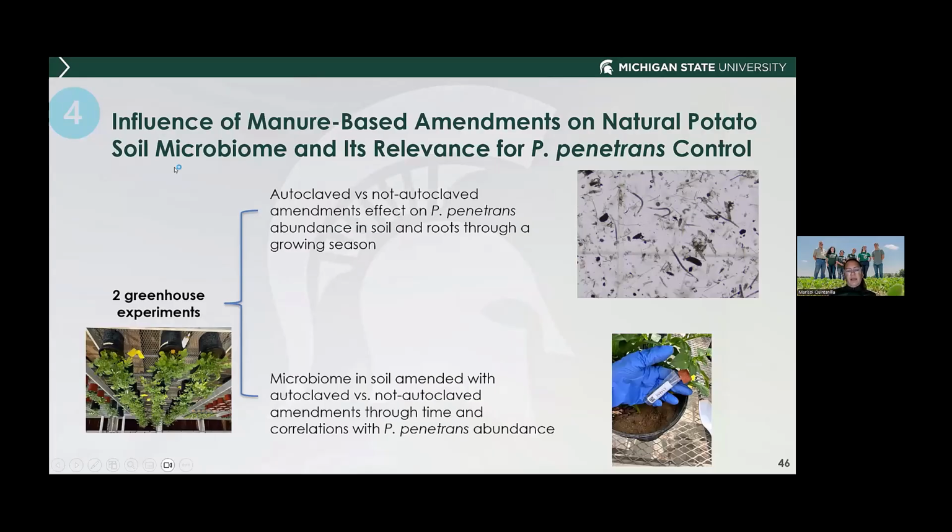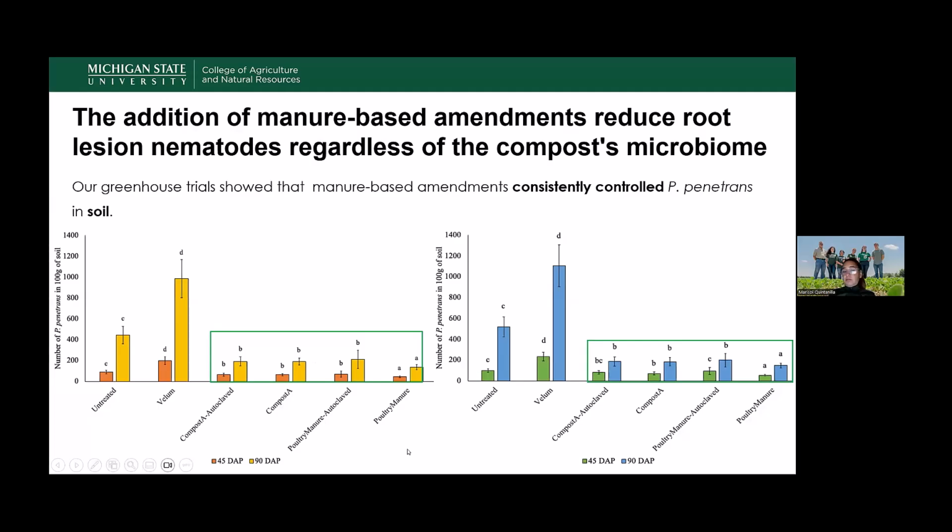So we did autoclave versus not autoclave. We autoclaved the manures and we extracted the microbiome. The moral of the story here, and all experiments in my lab are repeated twice in order to publish. That's a basic requirement for publication, is repeat an experiment twice.